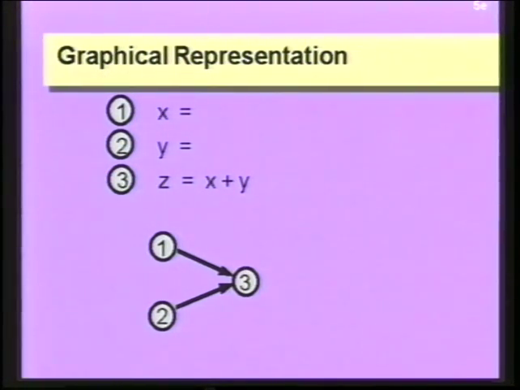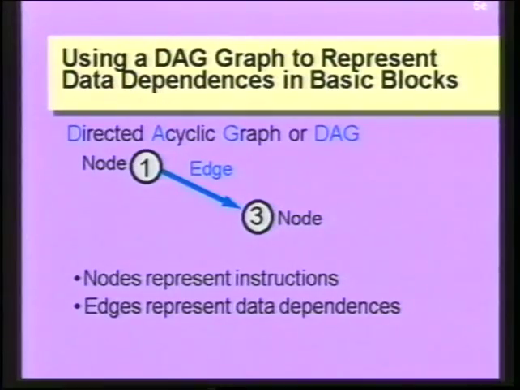So, as we've observed, instruction 1 has to be completed before instruction 3 can begin. We represent this idea by representing instruction 1 and instruction 3 as nodes, and the fact that 1 has to be completed before 3 can begin as an edge from instruction 1 to instruction 3. So that just says we have to wait for 1 to finish before 3 can begin. So as I've said, we're going to construct a directed acyclic graph for a basic block in which the nodes correspond to instructions and the edges correspond to data dependencies.